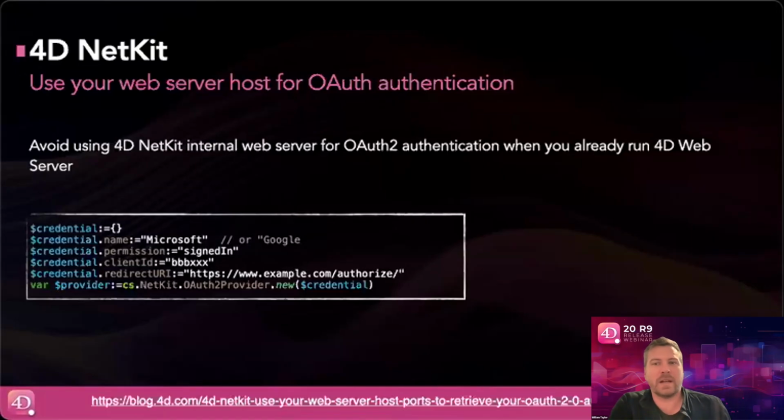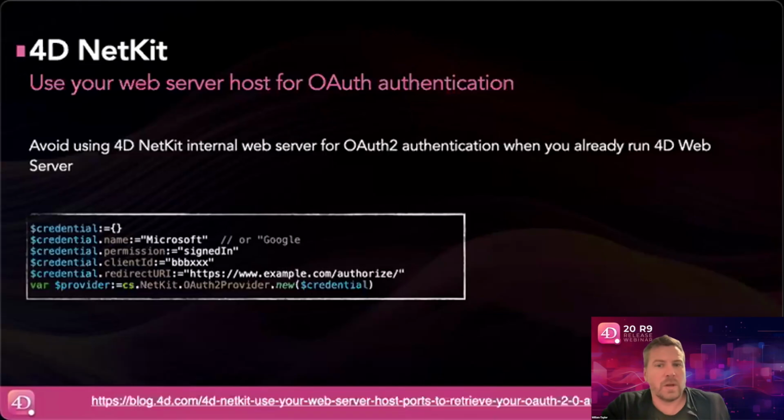Let's talk about 4D NetKit. From the beginning, 4D NetKit's goal was to make OAuth to Google and Microsoft 365 integrations easier for your desktop apps. And that's why it included its very own little web server inside of it. It took care of the back and forth with the OAuth 2 services for you. But if your app is mainly or only web-based, you might not need that extra web server at all. And good news for you, starting with 20R9, you can now have the OAuth 2 responses sent straight to your main web server. No need to rely on NetKit's internal one anymore.